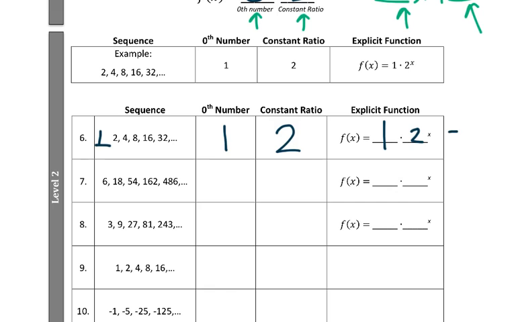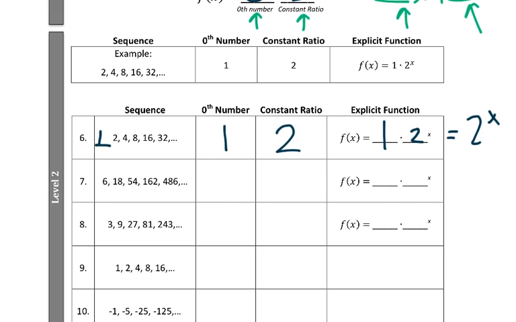And just information for those of you that are super advanced, 1 times 2 to the x is the exact same as 2 to the x power. You could write it either way, but we'll just try to keep it like this to keep it simple for these level 2 questions. Alright, question 8.